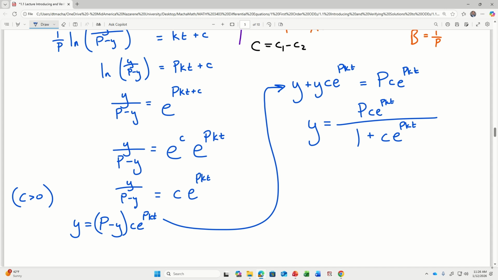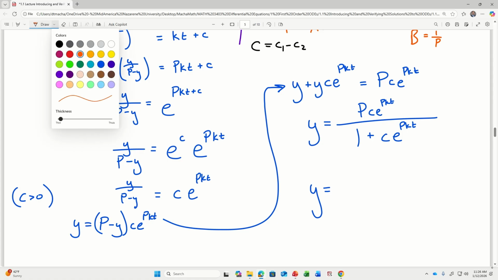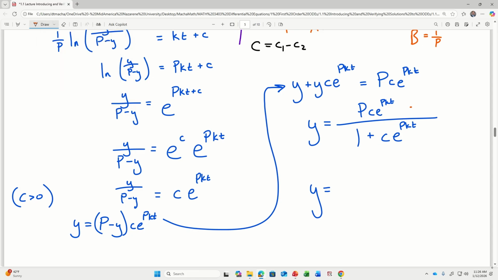Another thing you can do, which is not required, is you could multiply the top and bottom by this. Yeah, you multiply the top and the bottom by something like this.